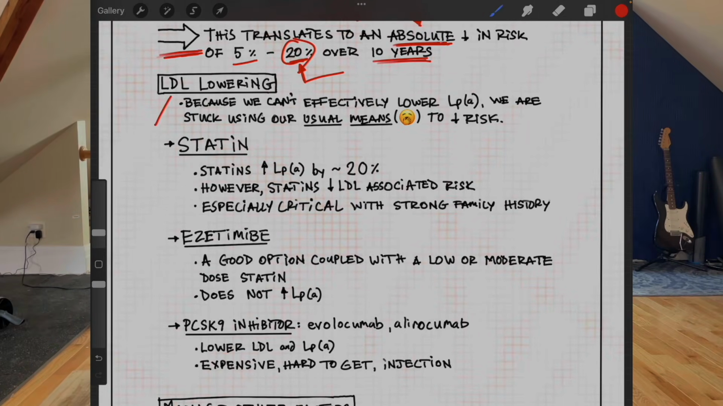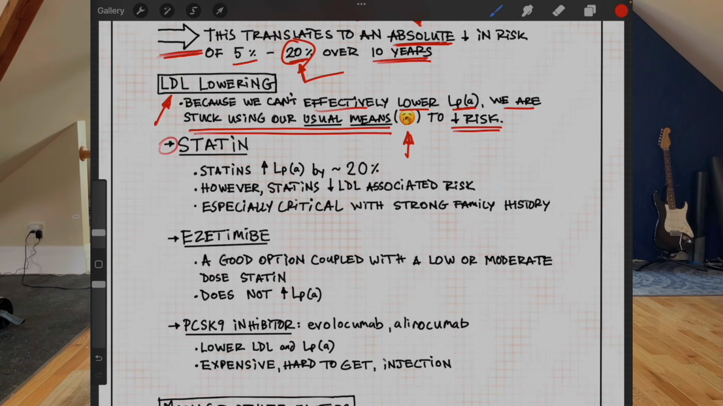Don't gag, everybody. LDL lowering. Because we cannot effectively lower lipoprotein(a), we're kind of stuck using the usual means to decrease risk. So it turns out that statins work.